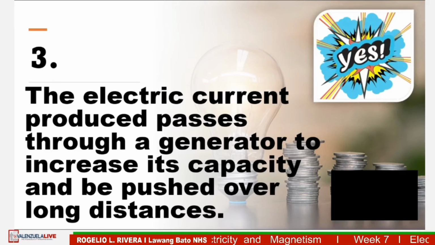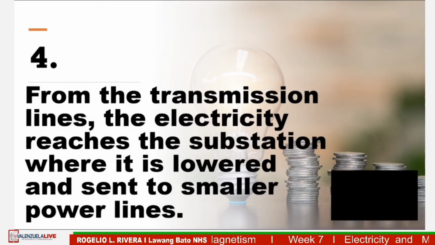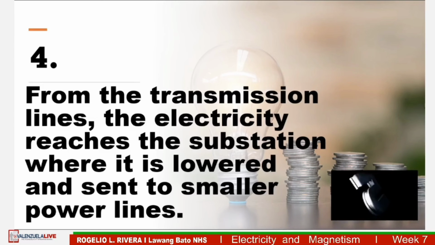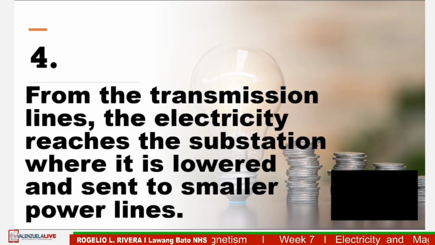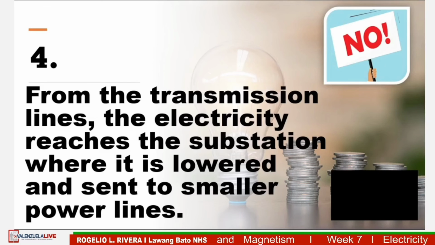This is number 4. From the transmission lines, the electricity reaches the substation where it is lowered and sent to smaller power lines. Is it yes or no? 5 seconds. Go. Time's up. The correct answer is no, because it must start in the power plant before the transmission lines.